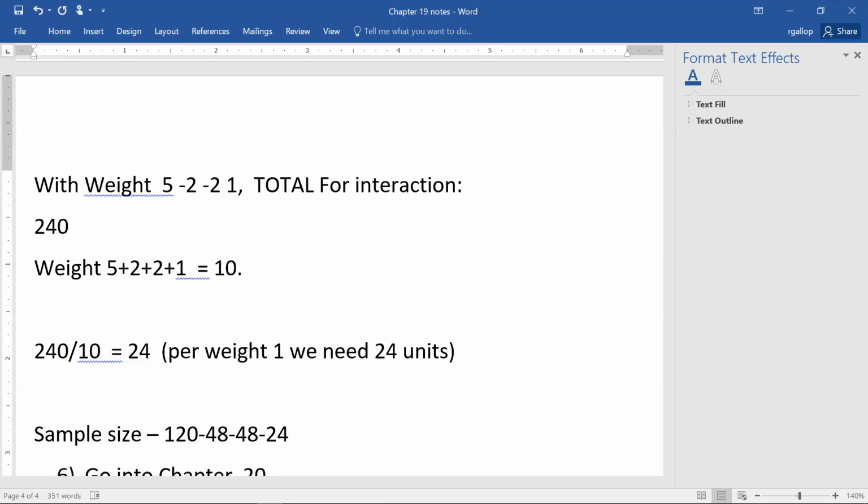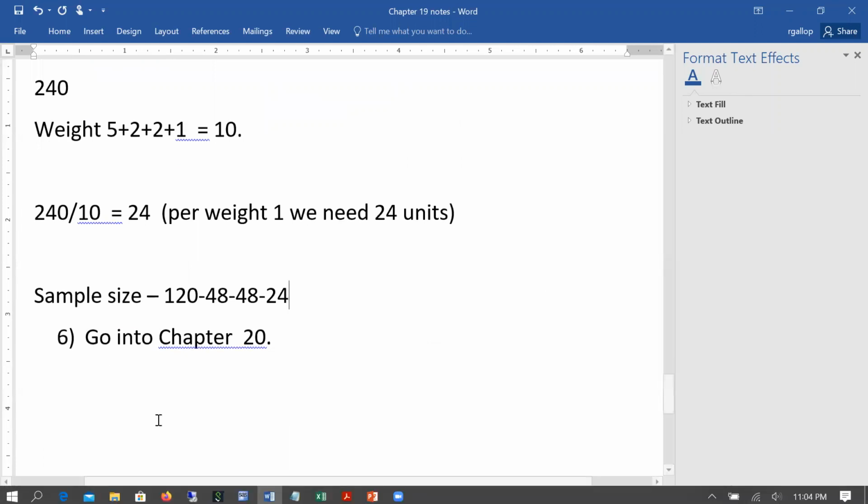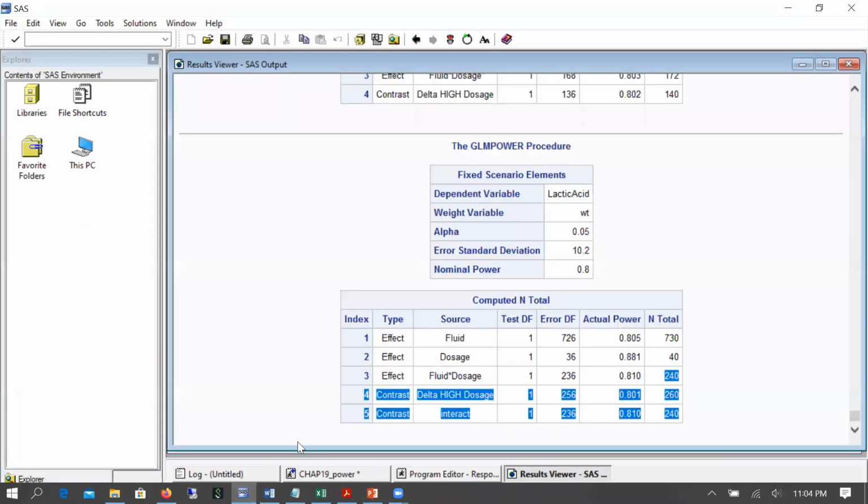And then if you notice, this 120 plus 48 gives us 168, plus another 48 gives us 216, plus 24 gives us the 240 for our total sample size. So that's what we got there if we include the weights.